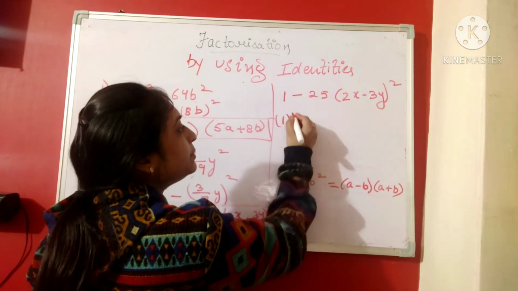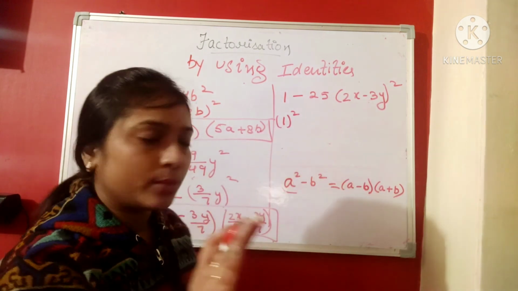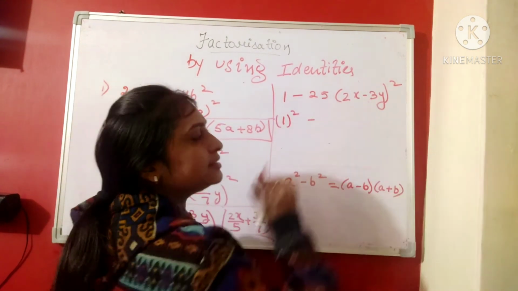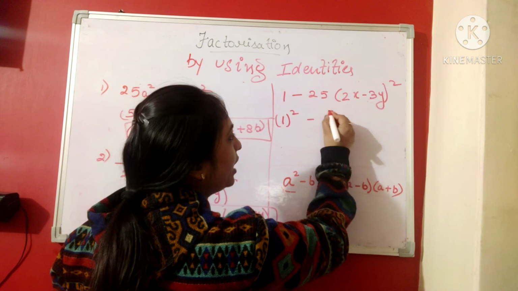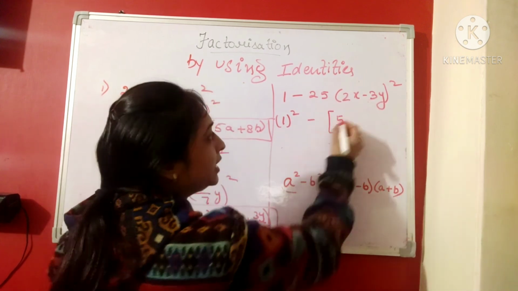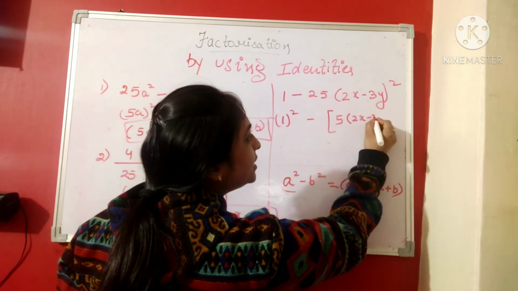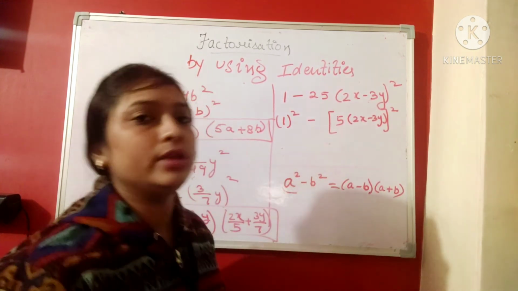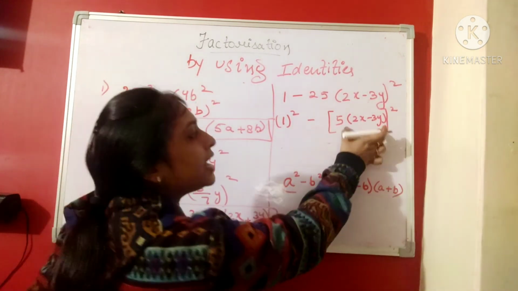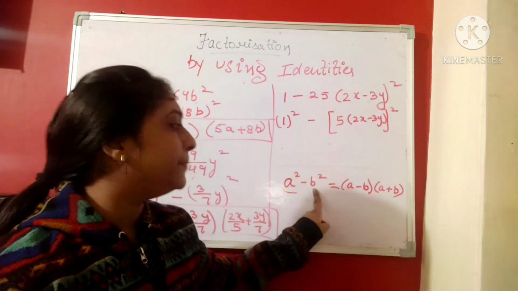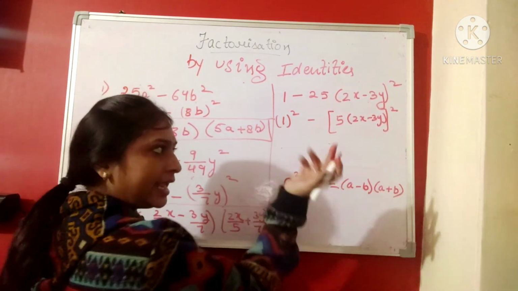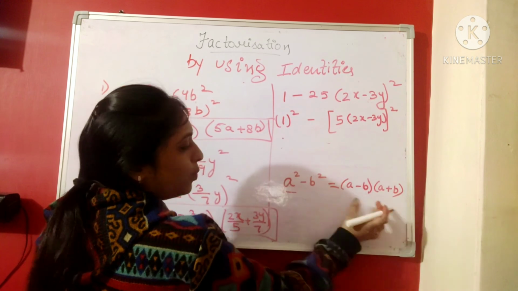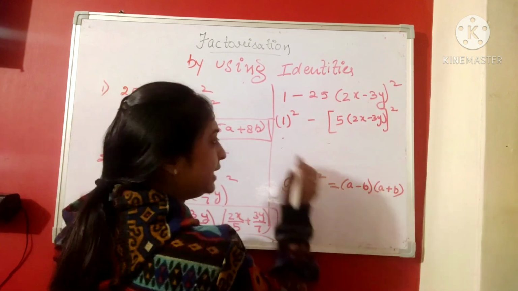1 can be written as 1 square, no problem. Then if in the second term I write 5 (2x minus 3y) whole square, then also there is no issue. Now this entire thing has become b, fine, and this is a. So our answer will be (a minus b) and (a plus b).